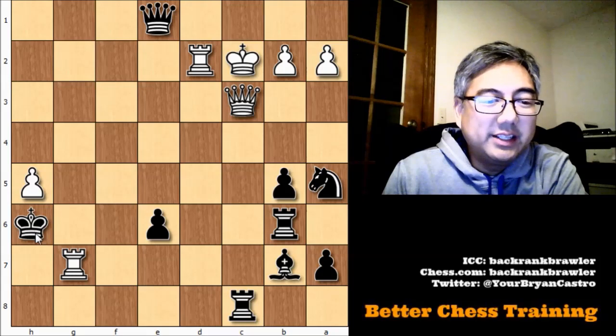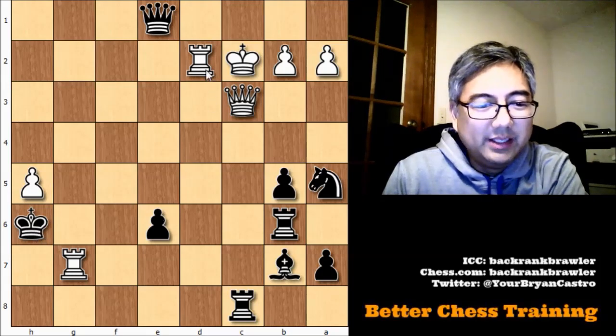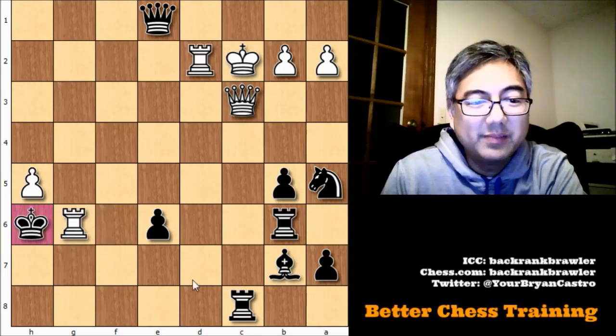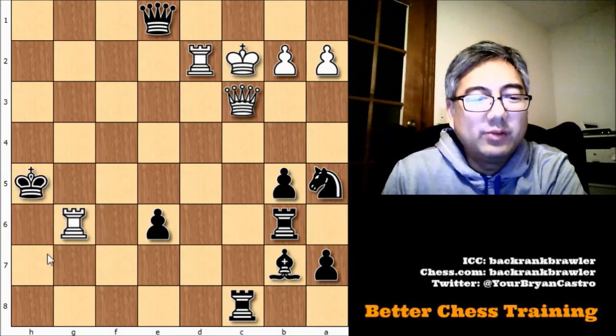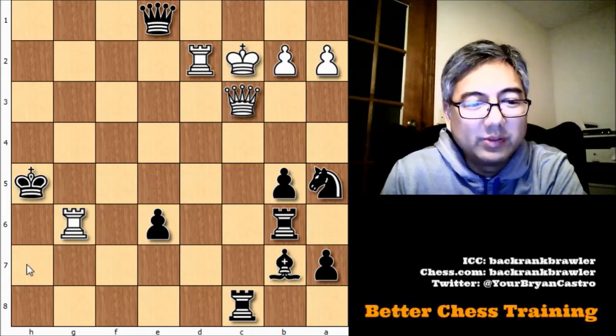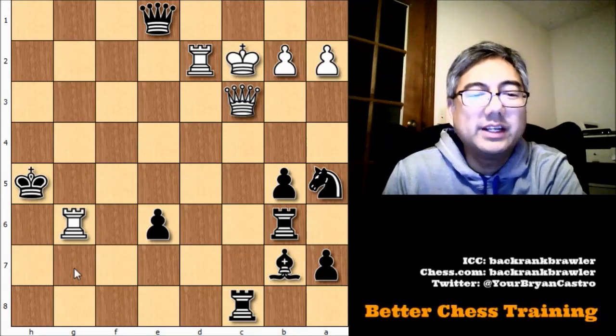So king to h6. Now there's only one check here, which is rook to g6. So we should look at that. Okay, and then here we can see we can just take. Now, if we go the other way, again, we only had two legal moves. We go the other way, we're going to get hit with that check again.